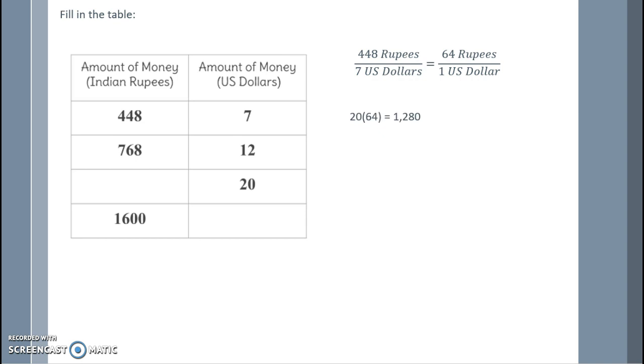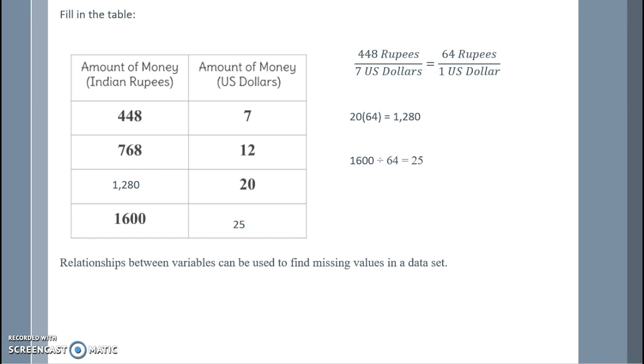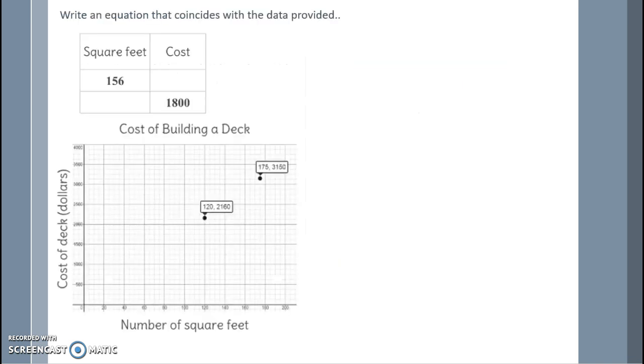So if I have 20 US dollars, multiply that by 64, we get 1,280 rupees. Similarly, to go backwards, I know that if I have 1,600 rupees and I were to divide that by 64, we would get 25 US dollars. Relationships between variables can be used to find missing values in a data set.